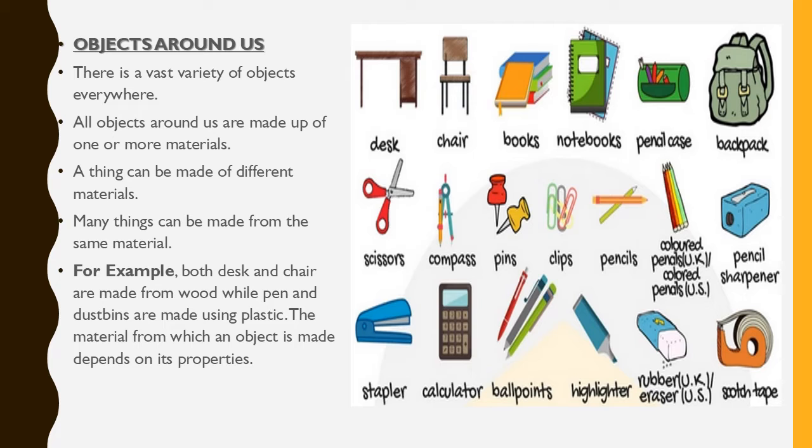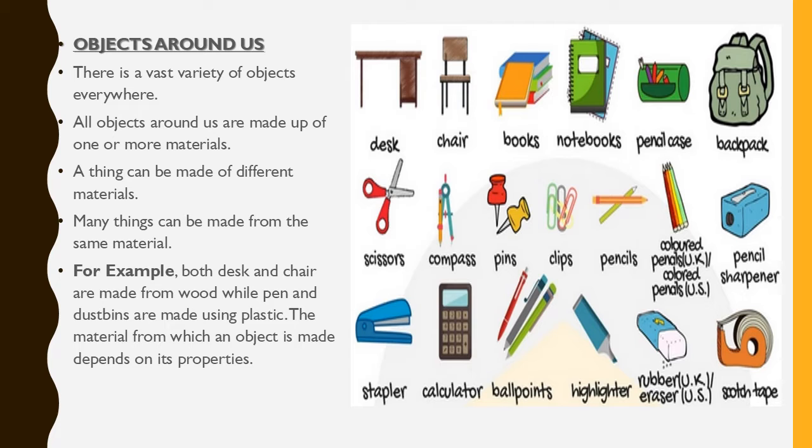So what is the basis of grouping? We can group materials on the basis of similarities and differences in their properties. For example, in the picture, both desk and chair are made from wood, while pen and dustbin are made using plastic.